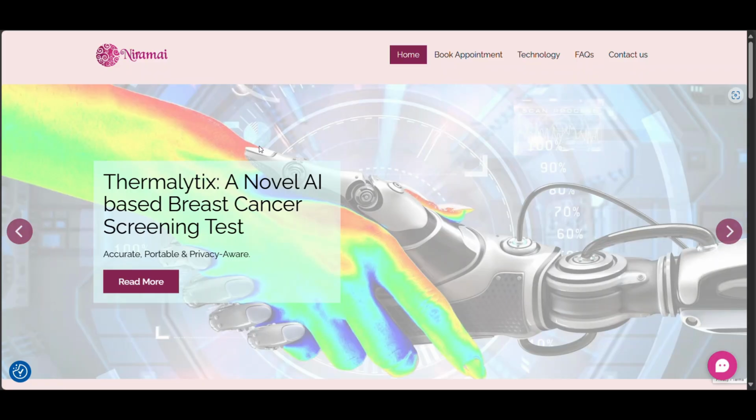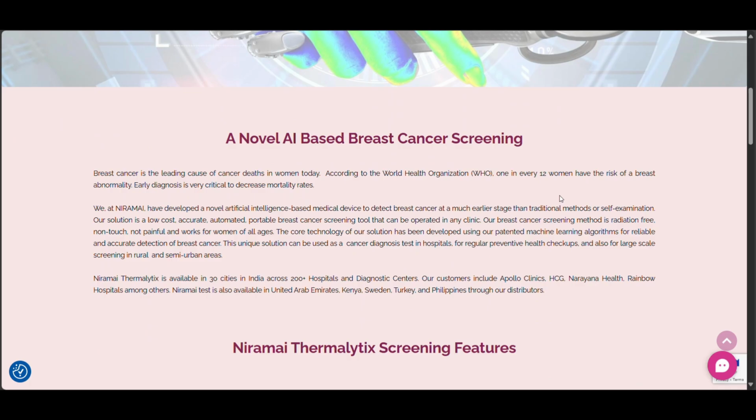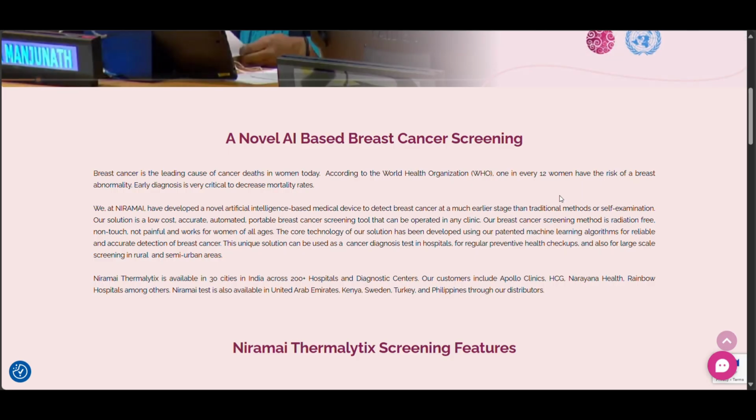Niramai, which stands for Non-invasive Risk Assessment with Machine Intelligence, is a Bengaluru-based health tech startup founded by Dr. Geeta Manjunath. The company has developed an innovative method for early-stage breast cancer detection using a technology called thermalytics. This approach combines thermal imaging with artificial intelligence to identify cancerous tissue without the need for radiation or invasive procedures.